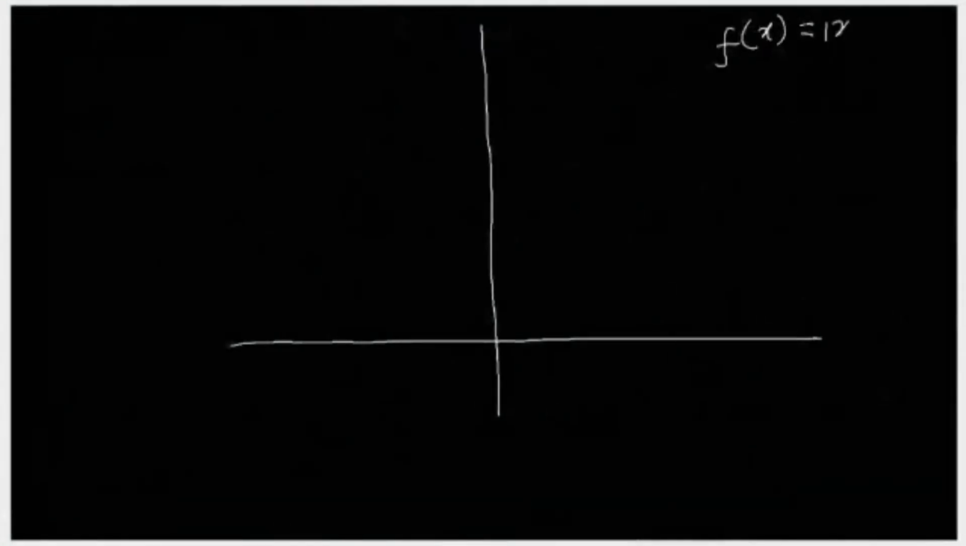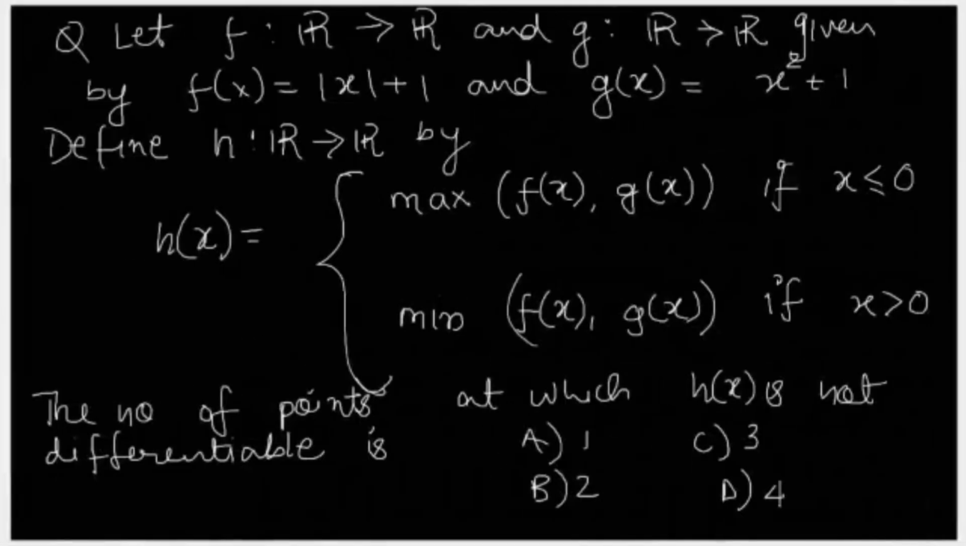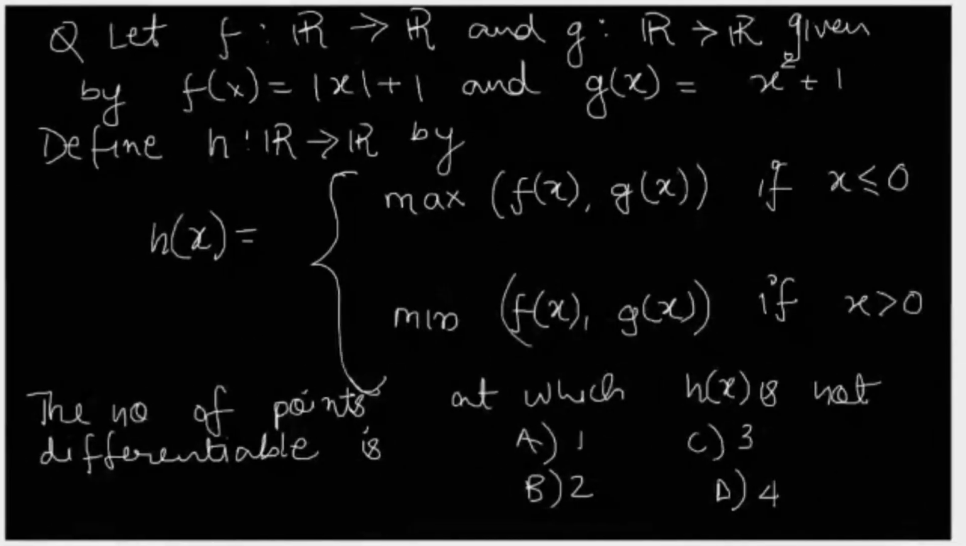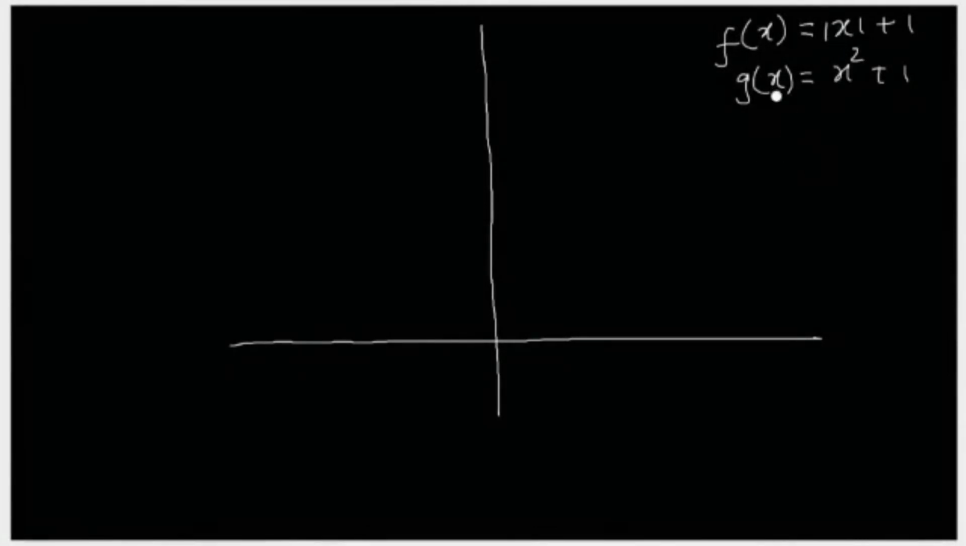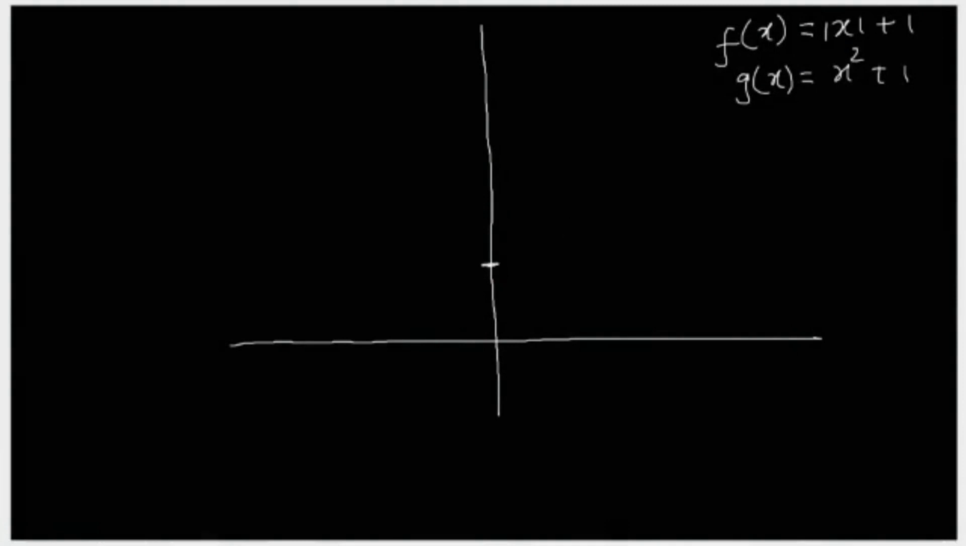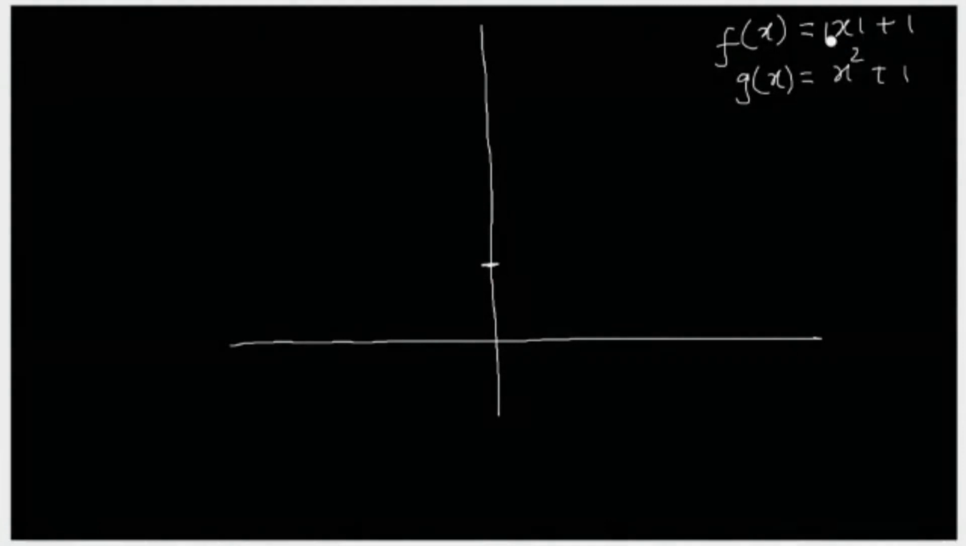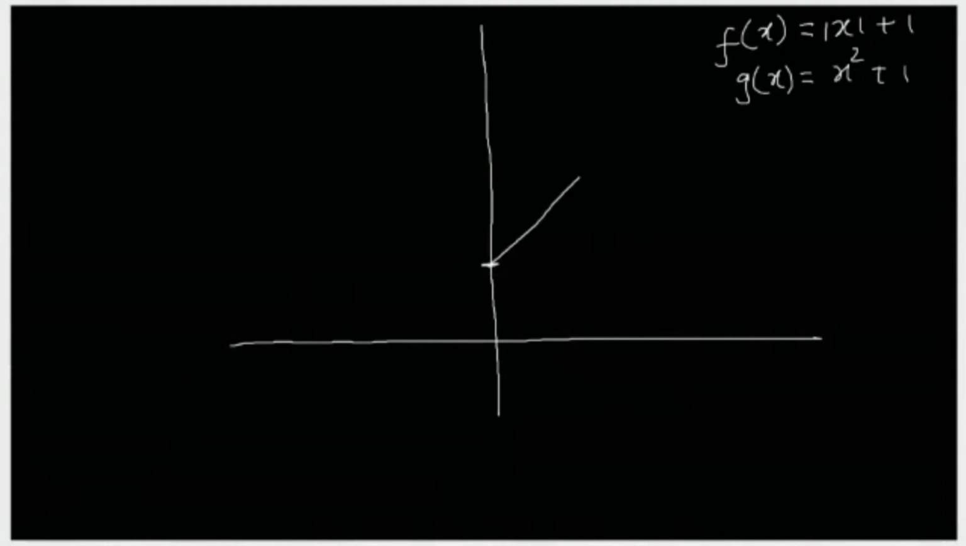f of x is mod of x plus 1, and g of x is x squared plus 1. So just draw the graphs first. How does mod of x plus 1 look? At 0 it will be 1, and more or less this graph is the modulus graph. So from 1 it will emerge out something like this. This is the graph of f, mod of x plus 1.